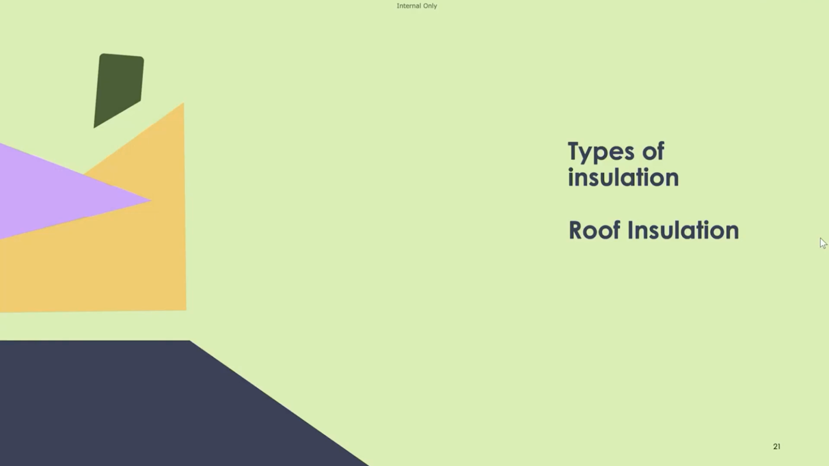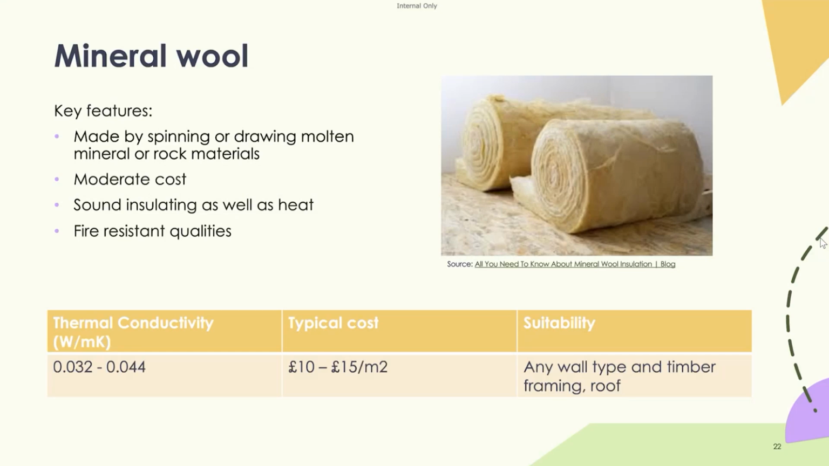Roof insulation. So again, one of the most common, popular energy efficient measures. There isn't much to say about roof insulation in general, but there's usually two types. It'll either be mineral wool, made by spinning or drawing molten mineral rock materials. These have a moderate cost, and they can also provide sound insulation as well as heat. And again, those conductivities are around 0.032 to 0.044. So depending on what U value you're trying to achieve, you can specify products within this range. And again, they can be used in both loft insulation and in warm roofs if they're insulated between the rafters.